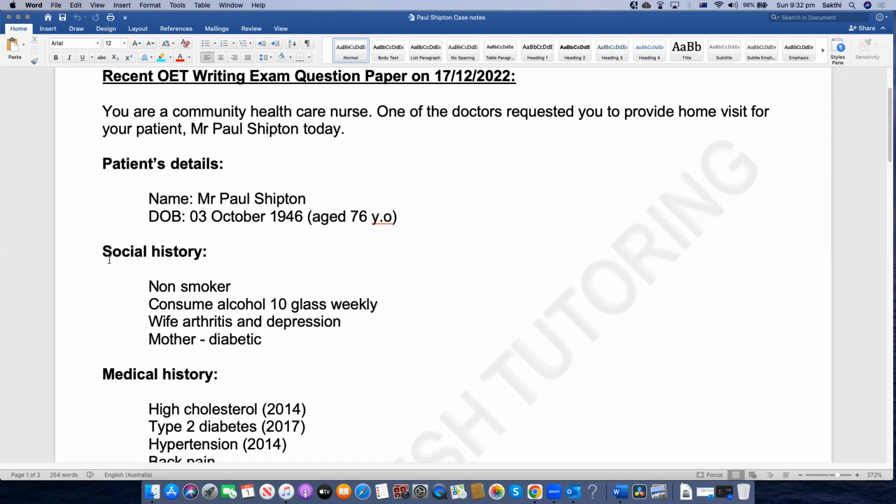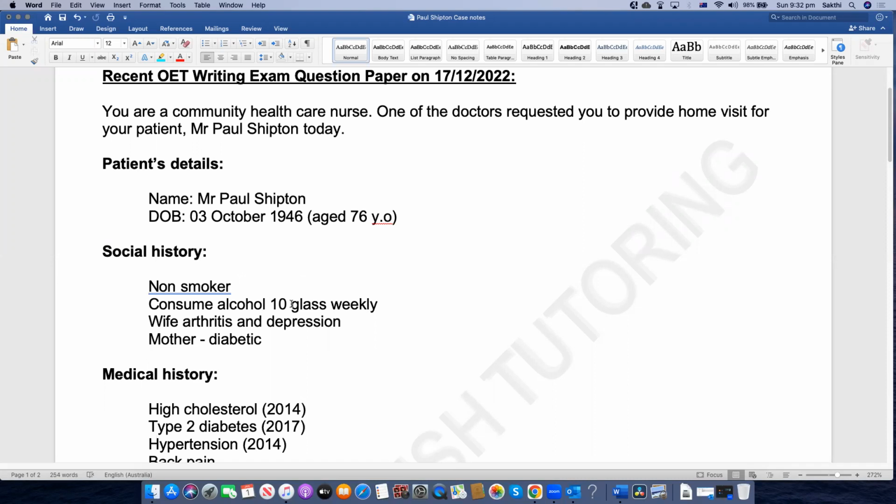All right. Let's go through the social history. See this one, the social history is non-smoker. See, the actual spelling for non-smoker is going to be like this, isn't it? It's going to be one word only. Am I right? But why have they given it like this in two words? It is intentional. It is intentional.